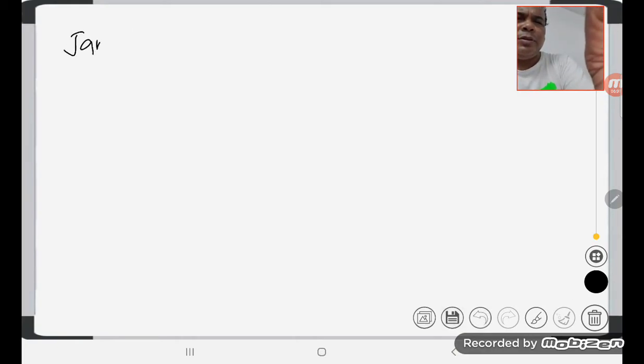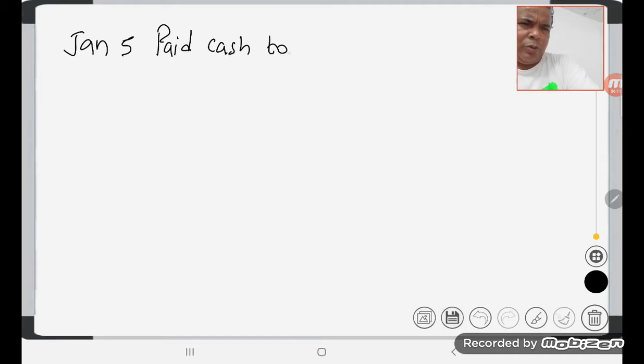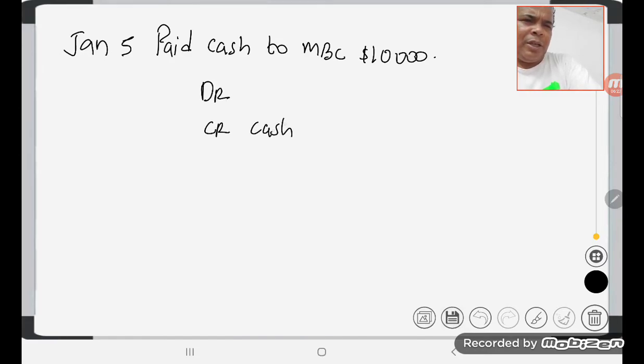January 5. Paid cash to NBC $10,000. Paid. What is going out? Cash is going out, therefore credit cash, and then we debit NBC. If we know one double entry, if we know the credit, then the debit comes automatically. If we know the debit, then the credit comes automatically.